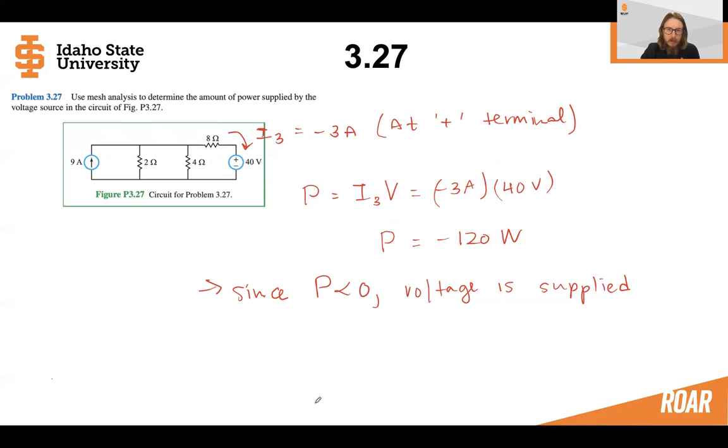Now that we know what I3 is, minus 3, let's find the power. Just like before, the power is equal to the current going into the positive terminal multiplied by the voltage. So by convention, we have minus 3 amps multiplied by 40 volts, which is minus 120 watts. Since the power is less than 0, this means that this source is a supplier of power into the rest of the circuit.